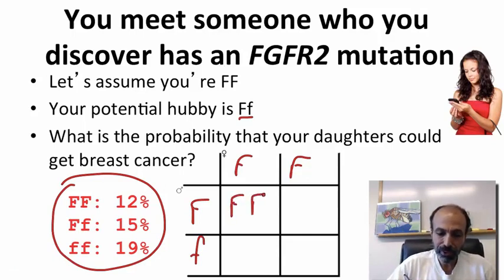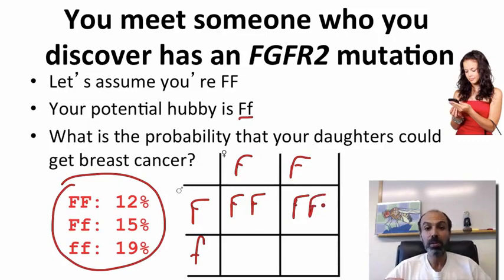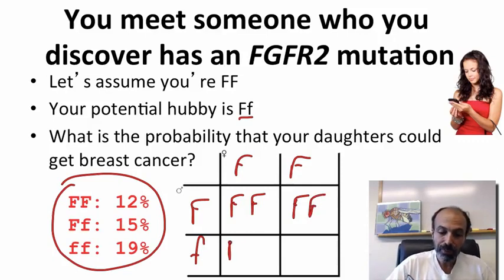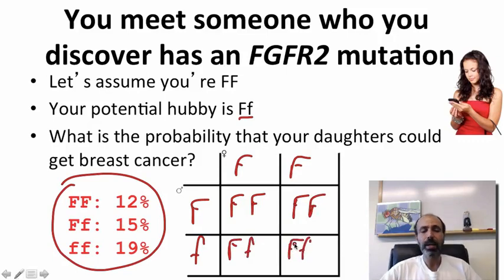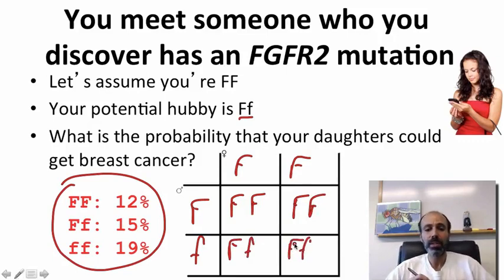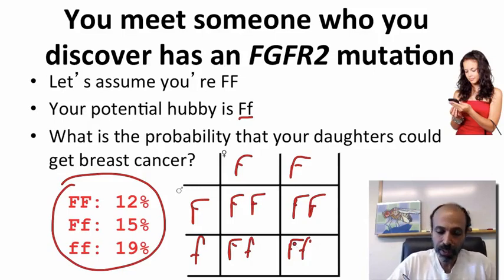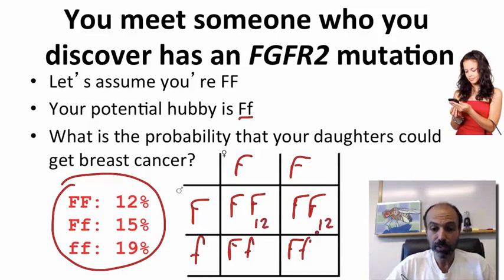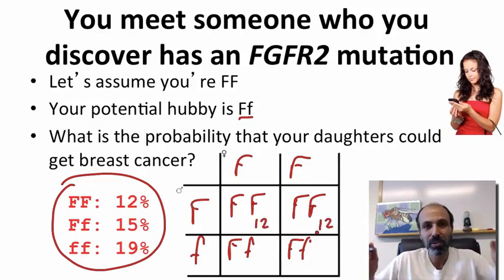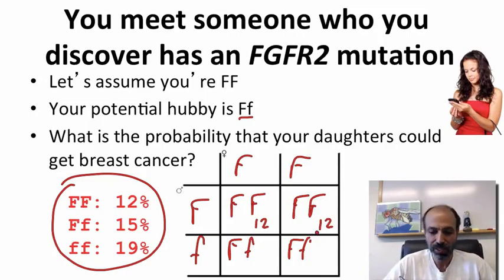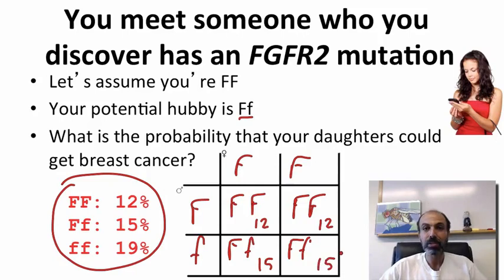Well, half your daughters will be big F, so half your daughters will be just the same as you. Half your daughters will have this mutation, coming from your new hubby. So there's a slight increase, but these ones have a 12% chance of getting breast cancer based on this gene alone. Of course, we're not considering everything else like lifestyle and other genes. These ones have a 15% chance of getting breast cancer.